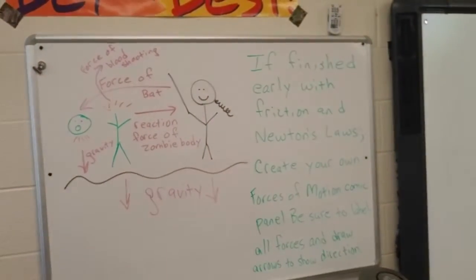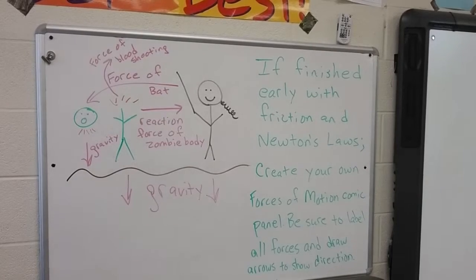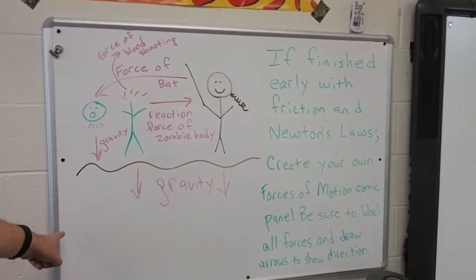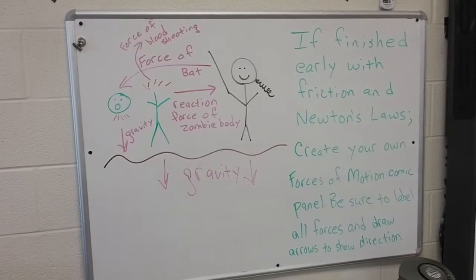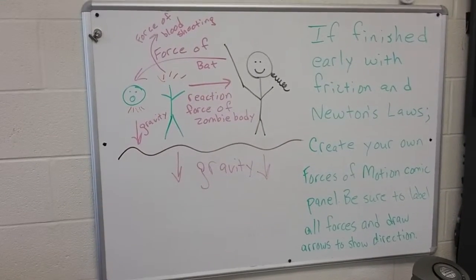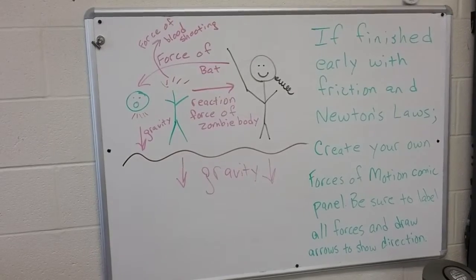If you do finish both of those, don't rush them. But if you do finish both of those, then you can see here on the demo board, it says, if finished early with friction and Newton's laws, create your own forces of motion comic panel. Be sure to label all forces and draw arrows to show direction. So I left my zombie comic strip up here. You cannot do a zombie comic. You must do some thought of your own to create it and label the forces of motion that you have in your particular comic strip.